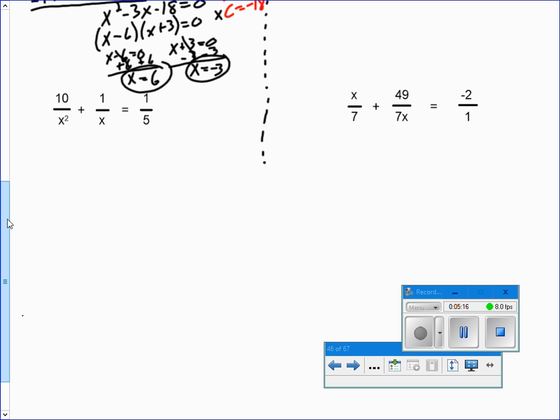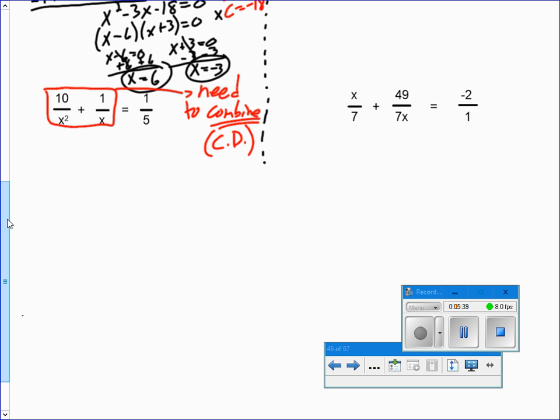This one here at the bottom left is not set up that way. Look at this. We have two fractions on the left-hand side. So we need to combine these. Alright, the way we combine is adding and subtracting fractions. So we need a common denominator.